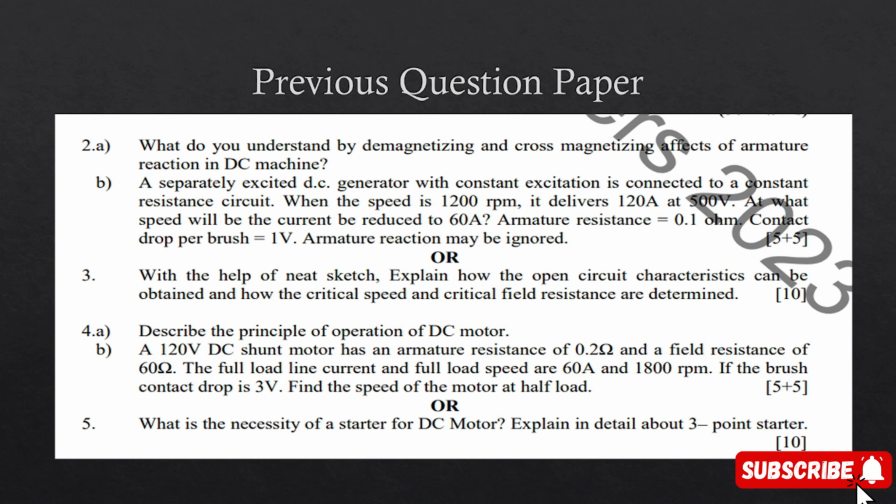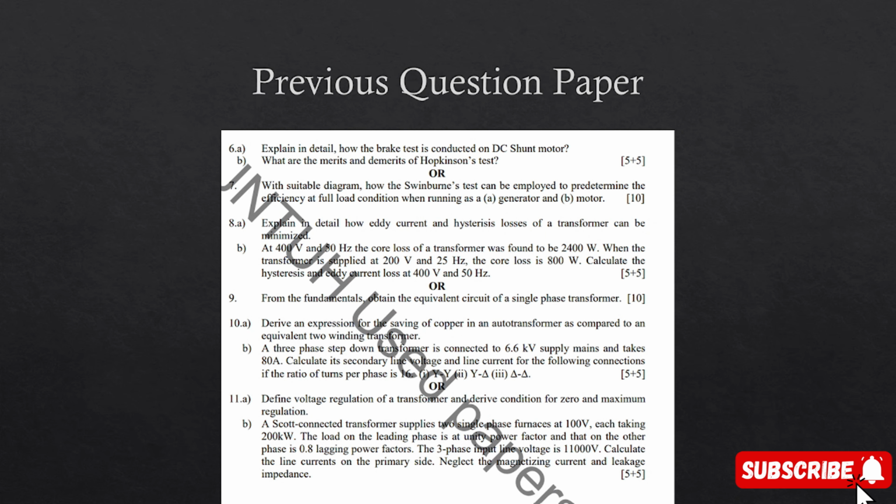So see again here 2A, 2B. Again, third one is just a critical speed or critical field resistance, as we discussed in the slides before in this video. And principle of operation of DC motor starter. See, I said that 3-point starter or 4-point starter is important. Then we can see here we have 3-point starter. Then how brake test, merits and demerits of Hopkinson's test. So this pattern is a little simple and an easy paper. But if there is a hard paper, then you will get problems in each and every question. So you need to get prepared for that.